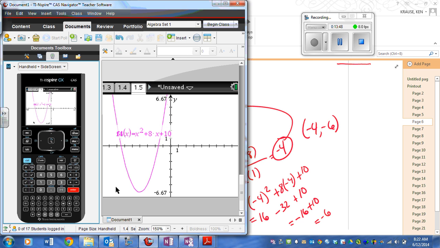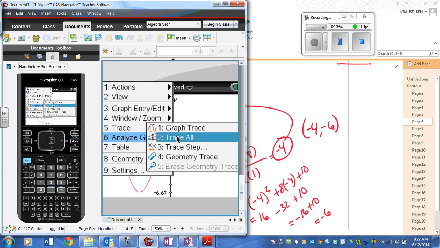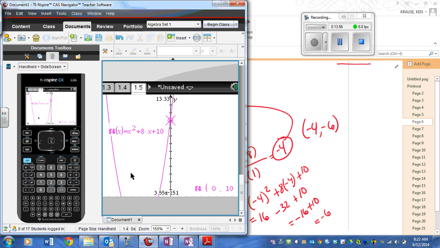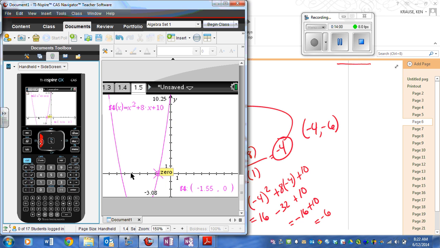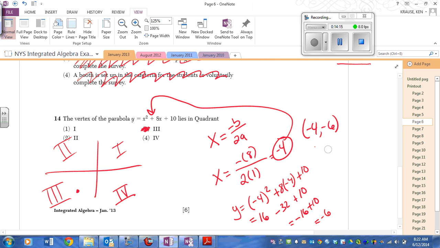Now don't forget to find that vertex. Sometimes we want to locate what that vertex is. I could just do menu, trace, graph trace, and use my left arrow. There's my 0, or root. At some point it's going to tell me this is a minimum. There is the minimum, negative 4 and negative 6. So I did the right work, and it's in the third quadrant.